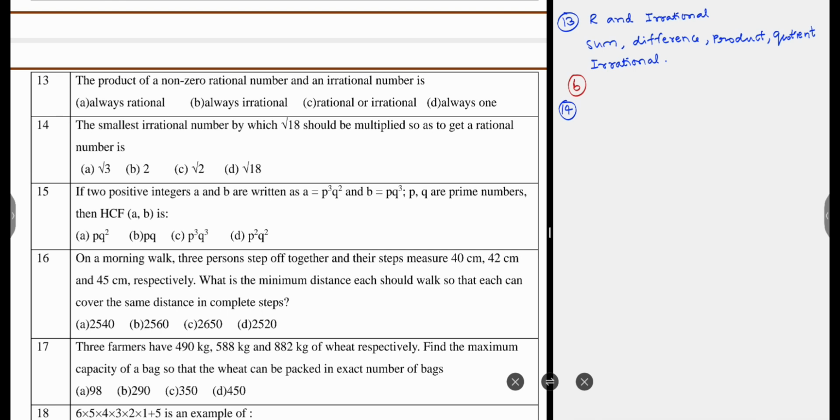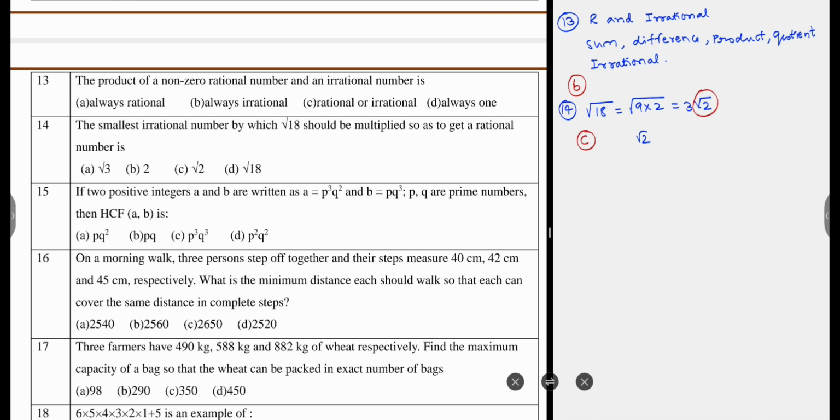Now the question number 14. What is the smallest irrational number by which root 18 should be multiplied to get a rational number? We can write root 18 as root 9 into 2, that can be written as 3 root 2. So by this we should understand 3 root 2 should be multiplied by root 2 again. So that will become rational. So root 18 should be multiplied by root 2. Option C is correct. Question number 14 is done.